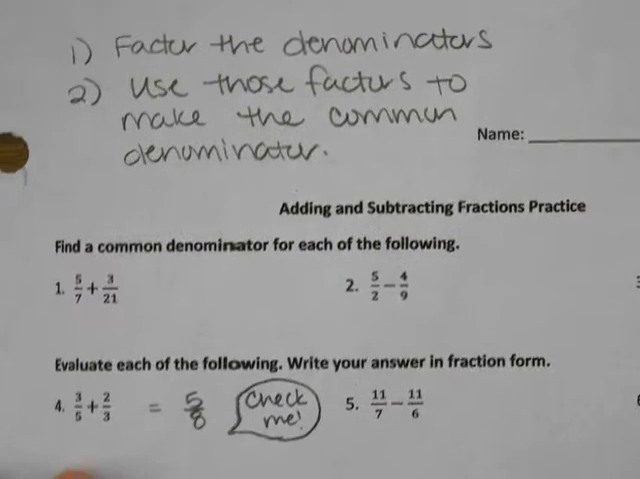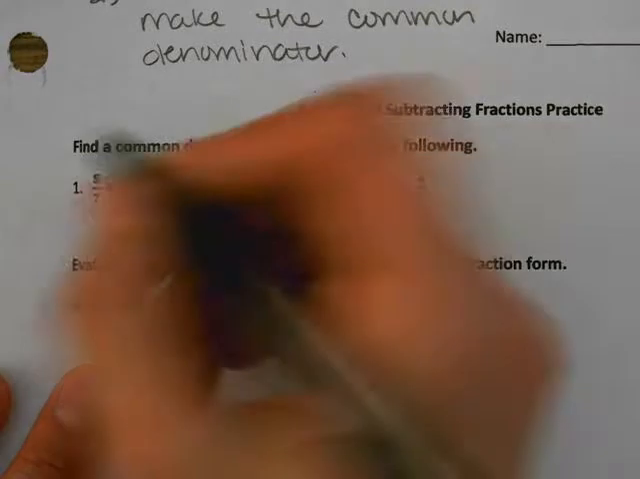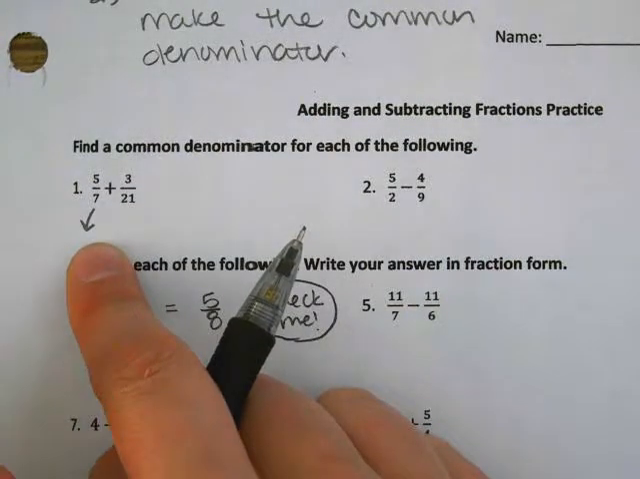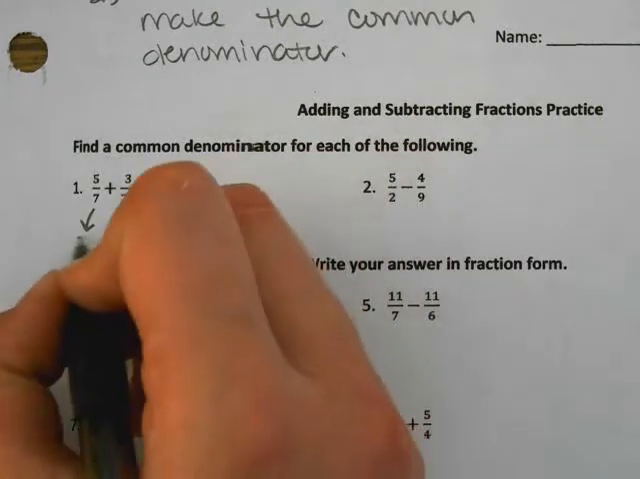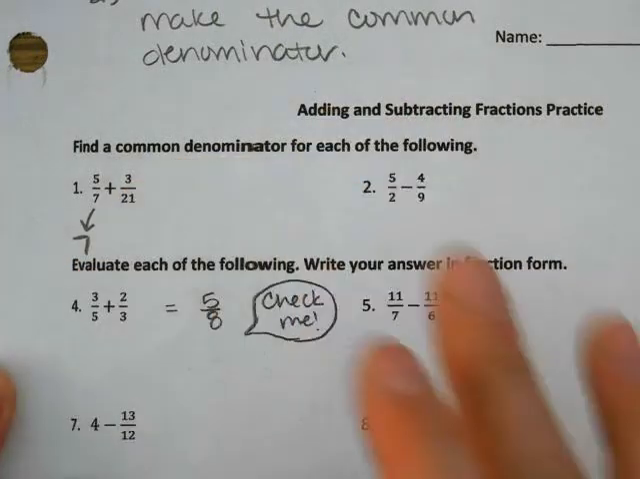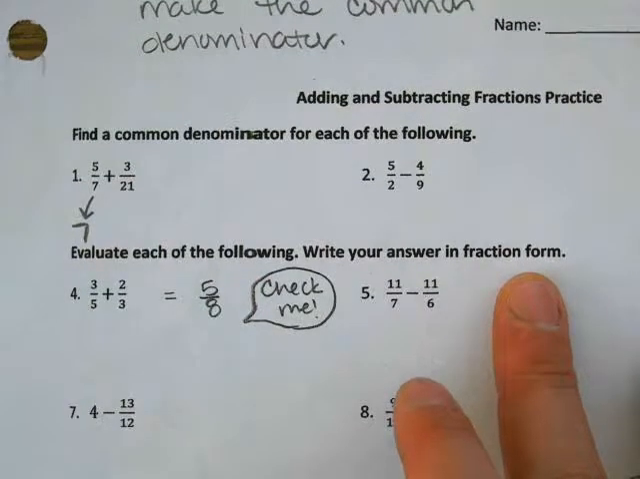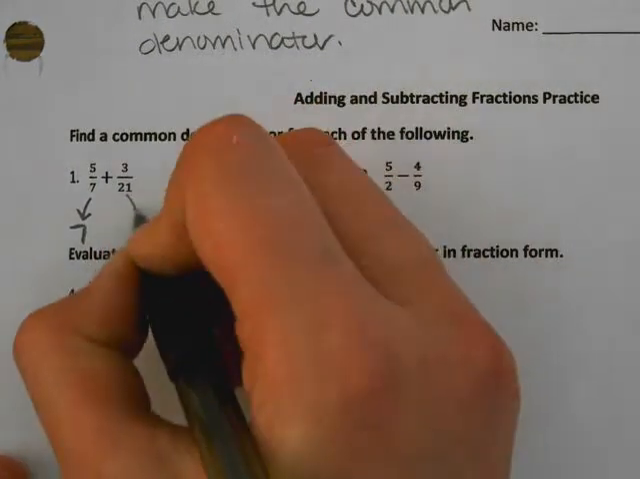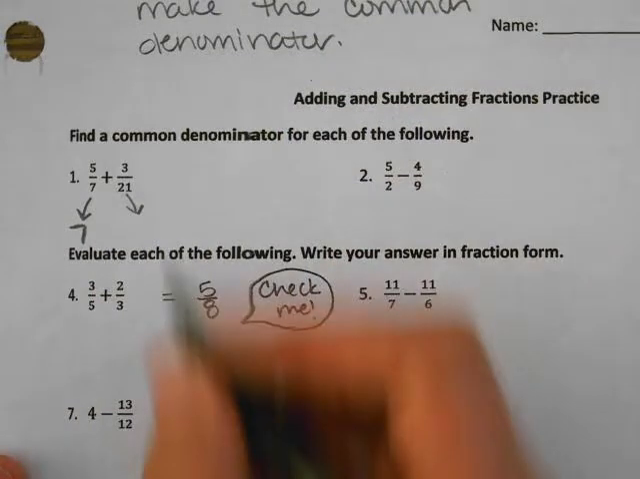All right, so for the first problem, when we factor 7, 7 is a prime number, so we're just going to leave it alone. We're going to say that the factor of 7 is just 7. But what do you get when you factor 21? 7 and 3.